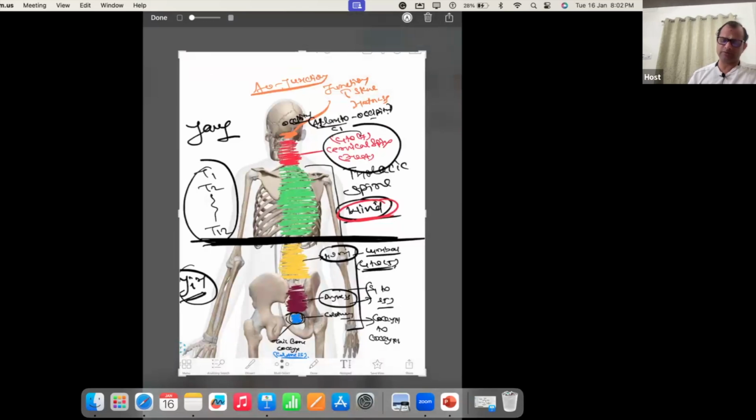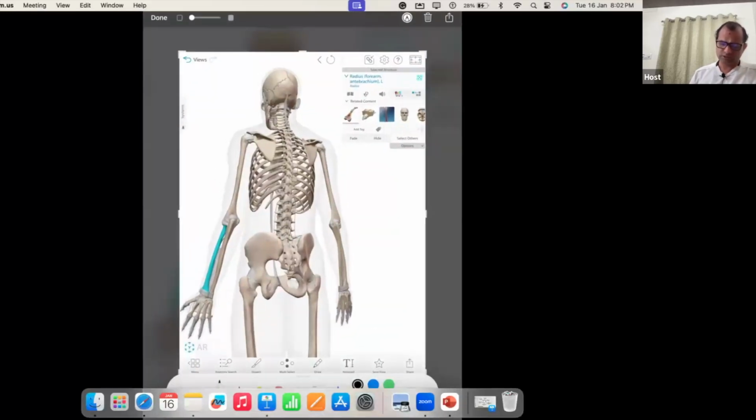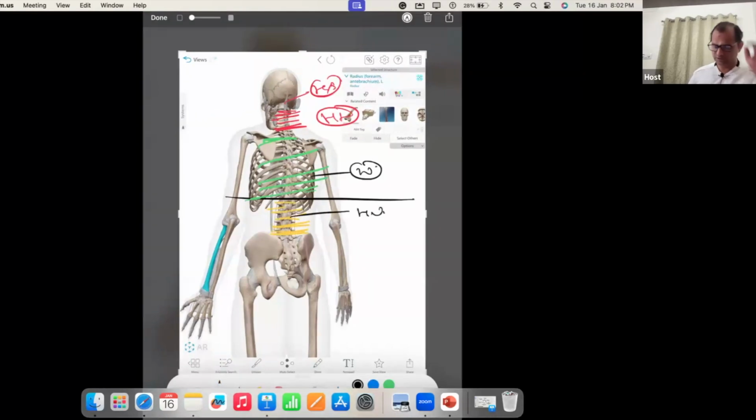Just remember this thing very simply. So I will again write in a very simple manner here. So how to divide the entire spine? Doing the division from here. So wind, heat, and hotness. Humidity, dryness, and coldness.